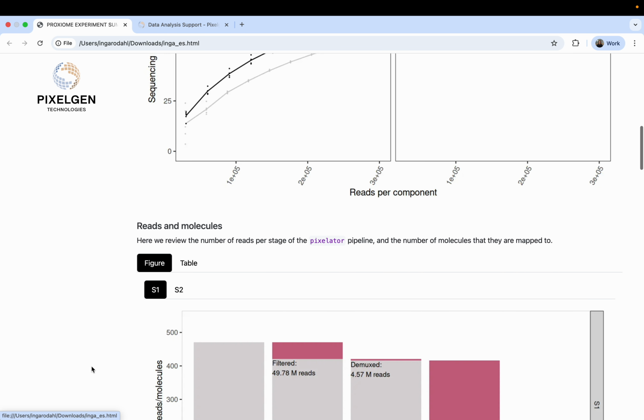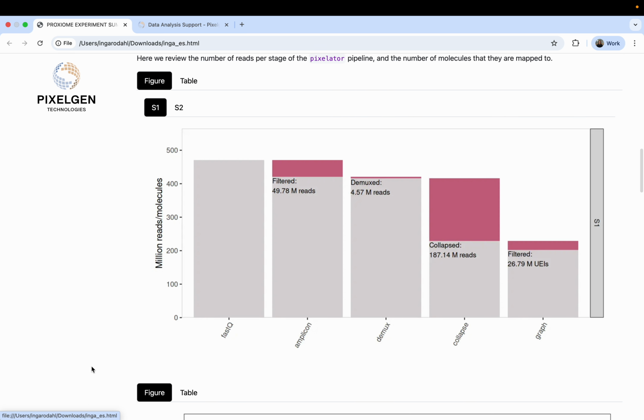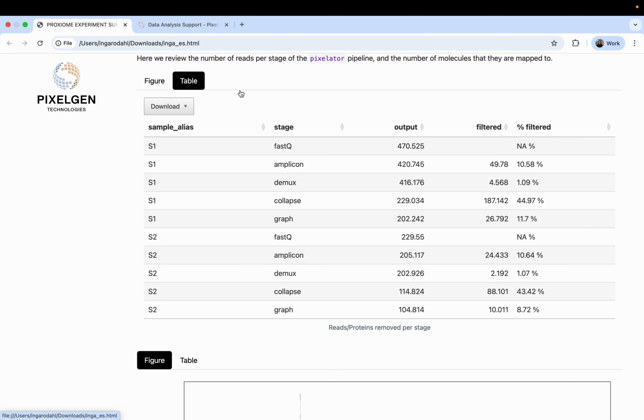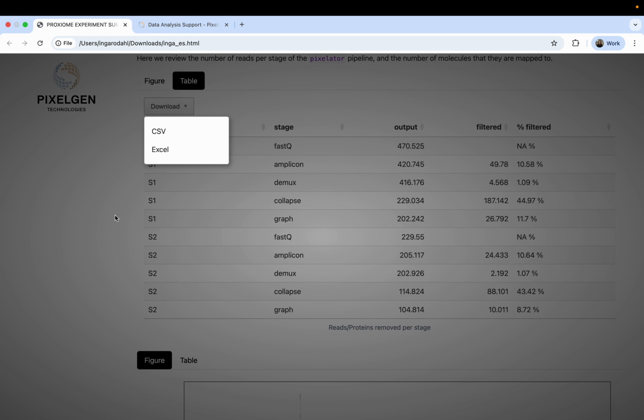Next, we can also look at the number of reads that have been put into each step of the Pixelator pipeline, but also the reads that have been filtered away. So in this bar plot, the red color are reads that have been filtered away. And again, you can look per sample. And you also get this information in a table where you can see the frequency of reads that have been filtered. Again, also available for downloading.